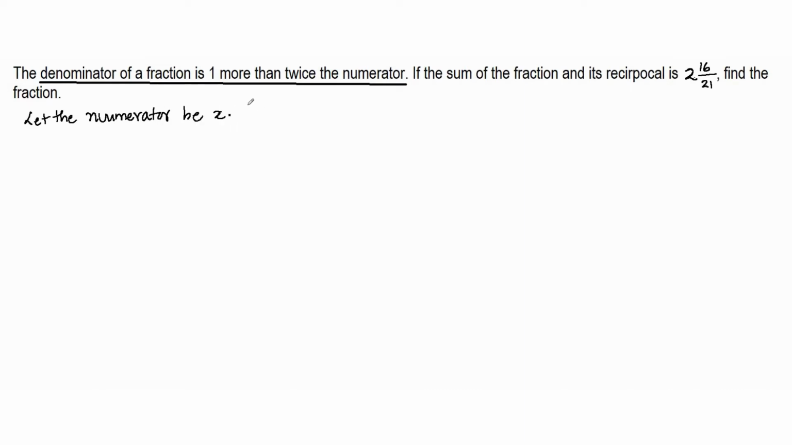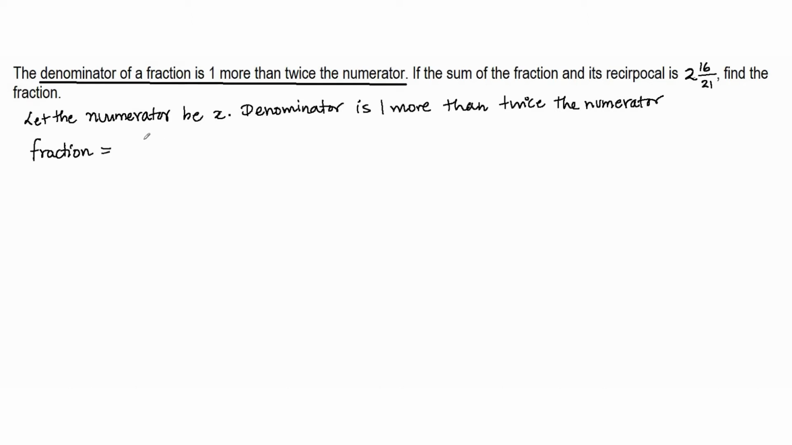and it is given that the denominator is 1 more than twice the numerator, right? Twice the numerator. So I can say that the original fraction is therefore equal to x divided by the denominator, which is 1 more than twice the numerator. So the fraction is x upon 1 plus 2x, right?